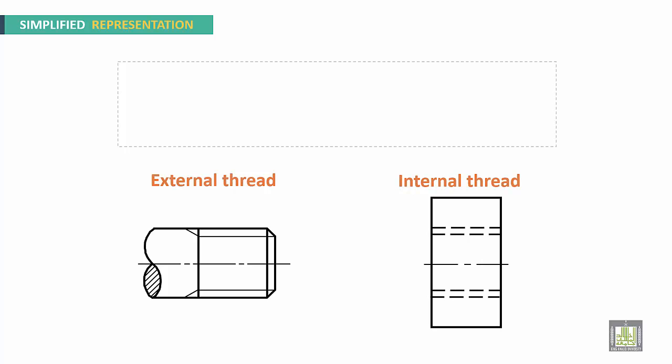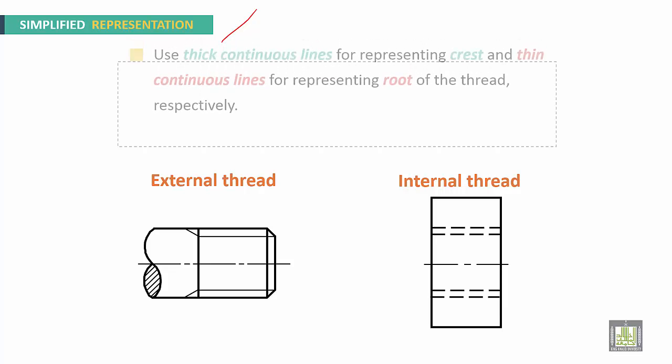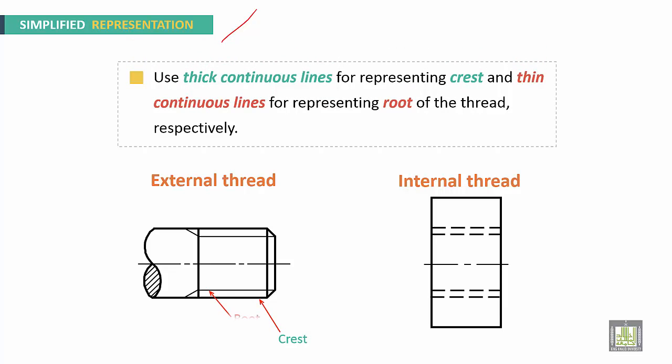For the simplified representation, and this representation will be adopted and used for this course, use thick continuous lines for representing crests and thin continuous lines for representing roots of the thread, respectively. So here we have the root, and here we have the crests, okay? And this is the chamfer, it is half of pitch, okay? This zone or region is the thread run out.